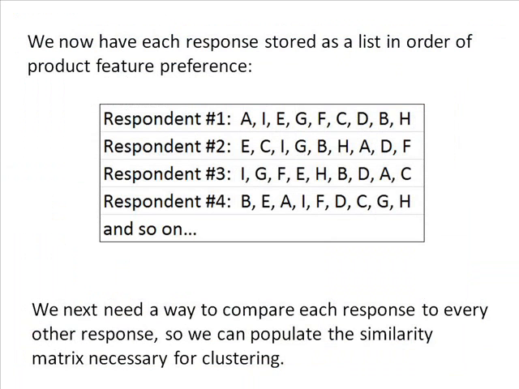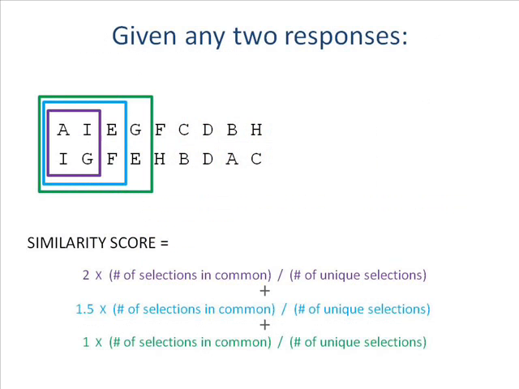We now have each response stored as a list in order of product feature preference. We next need a way to compare each response to every other response so we can populate the similarity matrix necessary for clustering. Given two responses, I devised the following method for scoring their similarity. I started by selecting the first two features from each response and divided the number of selections in common by the number of unique selections, after which I multiplied by 2. I stored this value as x.